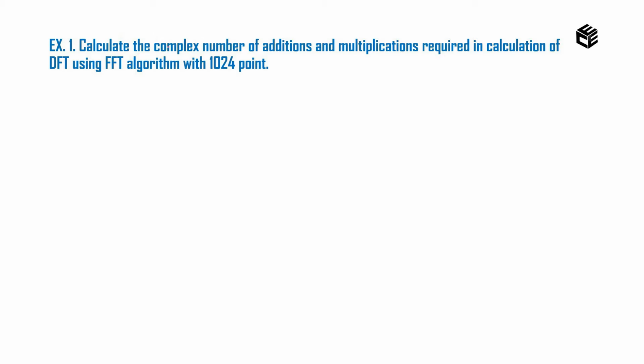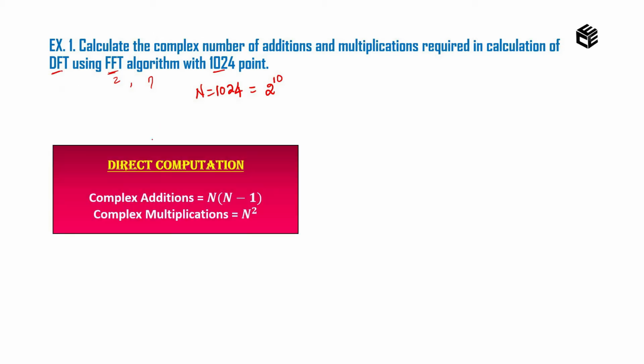Our example 1 is: calculate the number of complex additions and multiplications required in calculation of DFT using the FFT algorithm with 1024 points. So in the question, the N value is given as 1024, which can be written in terms of 2 power as 2 to the power 10. Now we are going to calculate the complex addition and multiplication values for DFT, that is the first step. And the complex addition and multiplication values of FFT, that is our second step. Finally, we will be calculating the computational efficiency. So I'm going to start with DFT, that is direct computation.